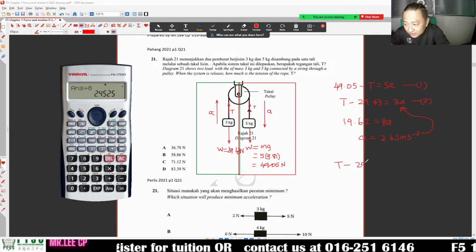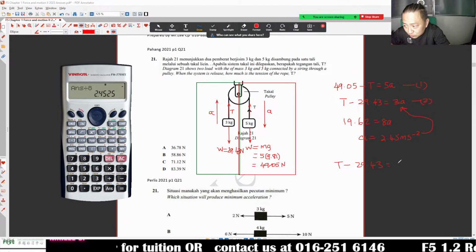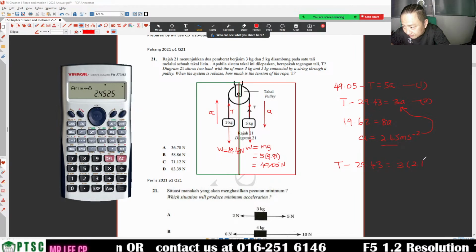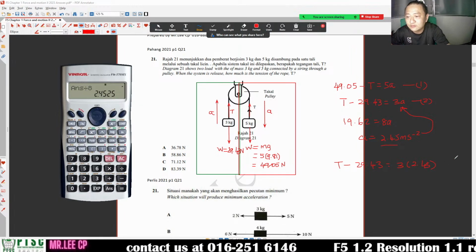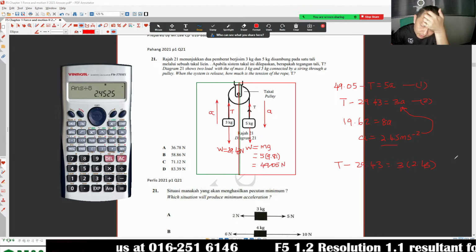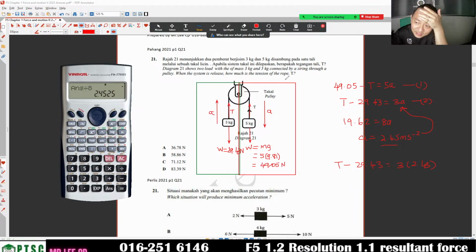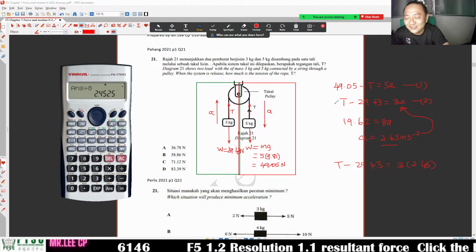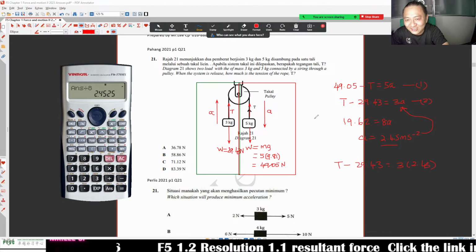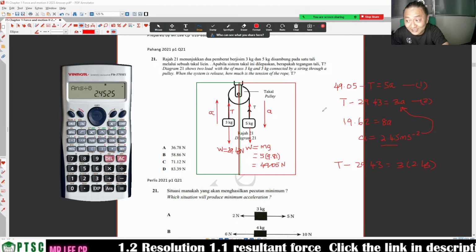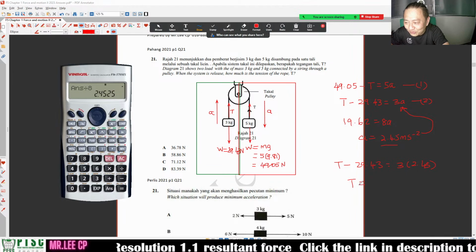T minus 29.43 is equal to 3 times A. A is 2.45. Yeah, I should not do it this way. I mean, I should do it inside that one. If I do it here, I cannot save into the file. Then I redo it later, huh? Because I almost finished already.